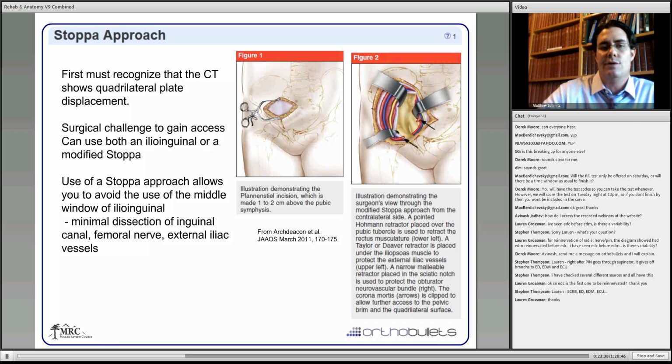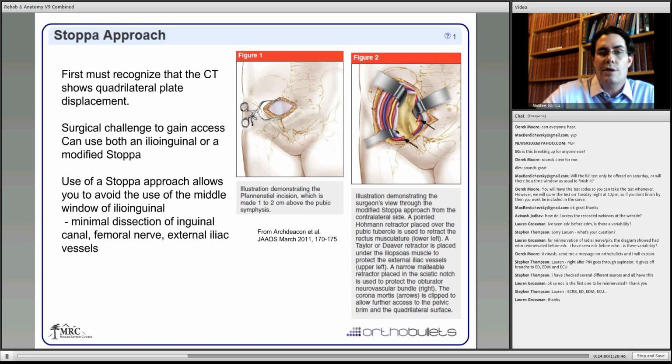If you can imagine taking all that stuff lateral, as shown here in this article from JOS in 2011, essentially you're able to retract all those structures laterally and gain direct access to your quadrilateral plate, as opposed to having to work through two separate windows going back and forth between the neurovascular structures. And that's kind of how this approach came about and what it's best used for.